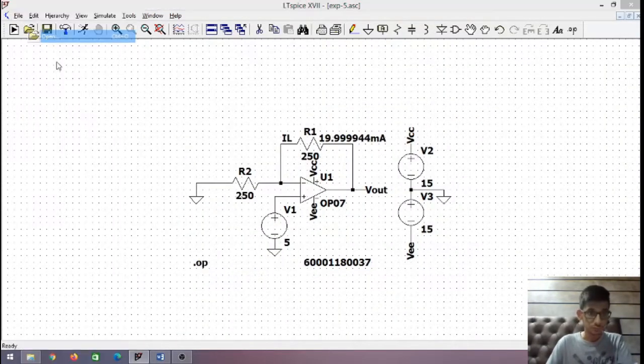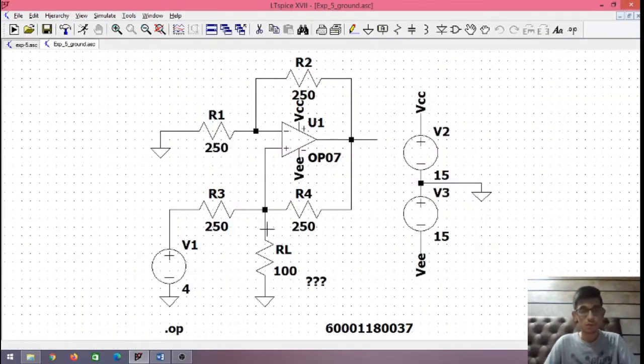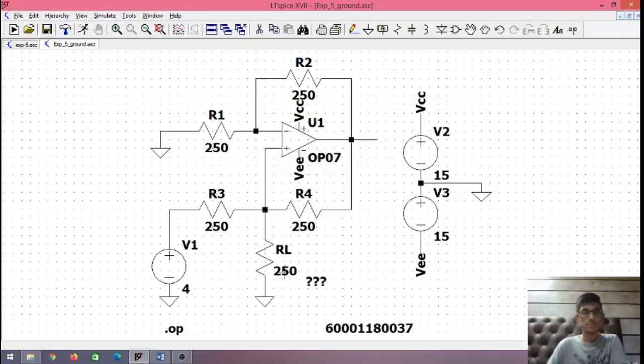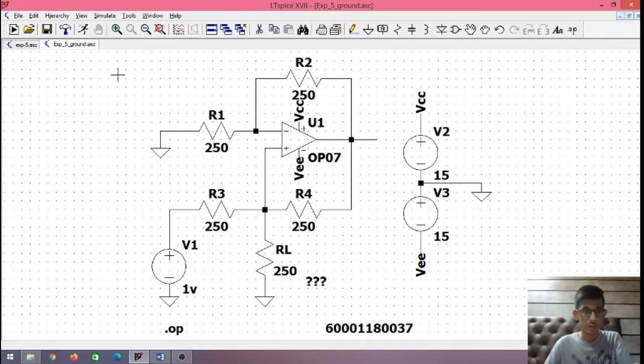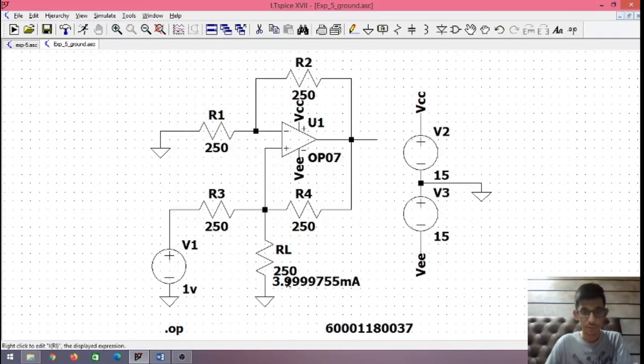Now let's check our ground load. In ground also the calculations are the same. The value of the resistance except the RL we have taken as 250. The RL we will take as 250 as well. Now let's take the input as 1 volt and check if we are getting the output as 4 milliamps. We can see the output across RL is 4.